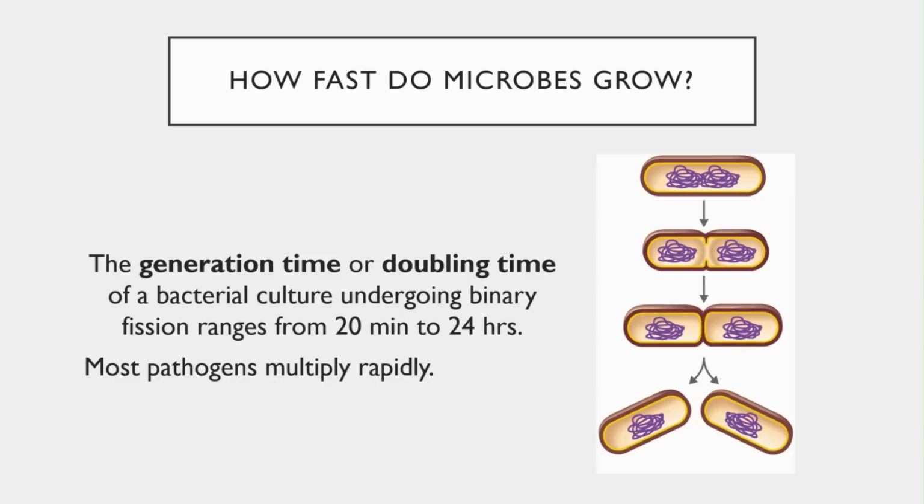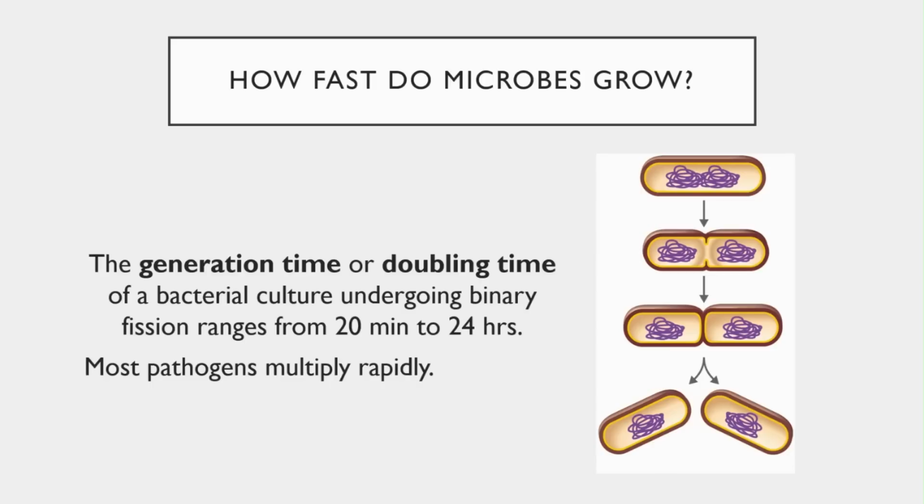No conversation about microbial growth could be complete without talking about generation times and doubling times and the population density throughout a growth curve. So as discussed, bacteria go through binary fission, and the time it takes for this to happen is somewhere between 20 minutes to 24 hours usually, depending on the species and the conditions.